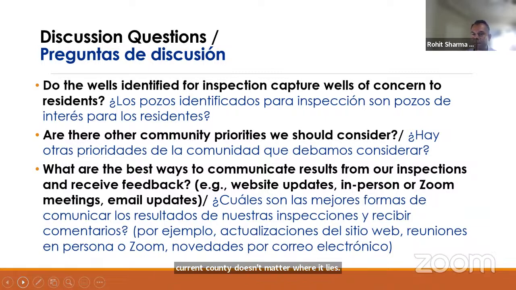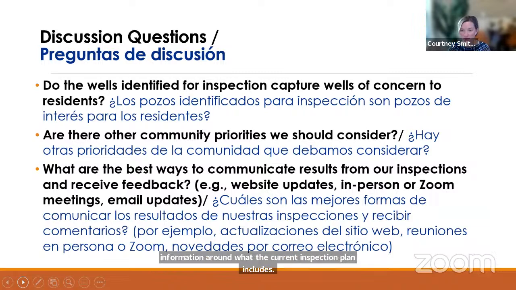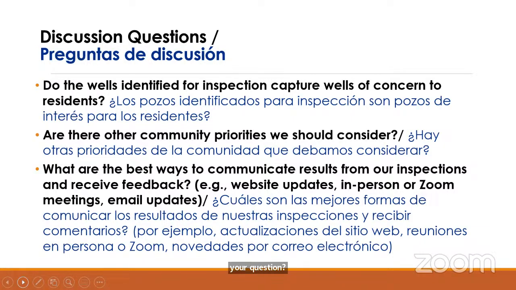We will do the inspection on those wells. That's our priority. So just to tie it to your question, Jasmine, I think the current inspection plan is to make sure we hit wells everywhere that are within that 300 feet. If you are interested in being able to better visualize that, we could talk about how to give you more information around what the current inspection plan includes. And I think we're hoping to hear if, in addition to that, looking within 3,200 feet of key areas might be a priority. Should we focus on Shafter? Any thoughts that folks have, we do welcome those. Does that answer your question? Yes, it does. Thank you. Okay, great.